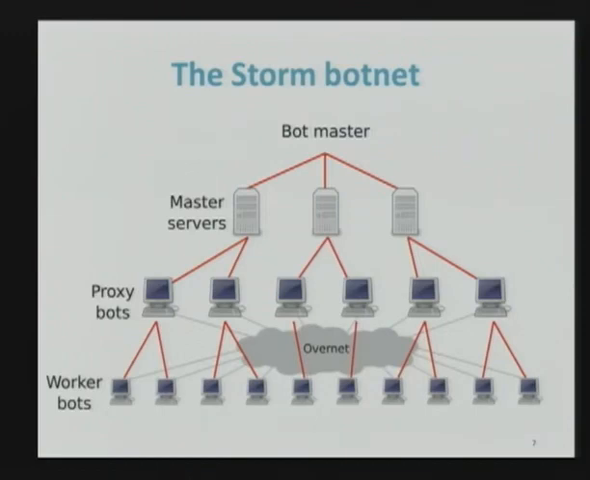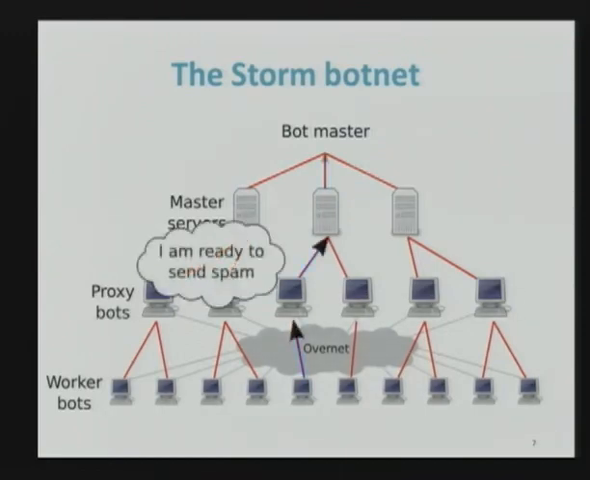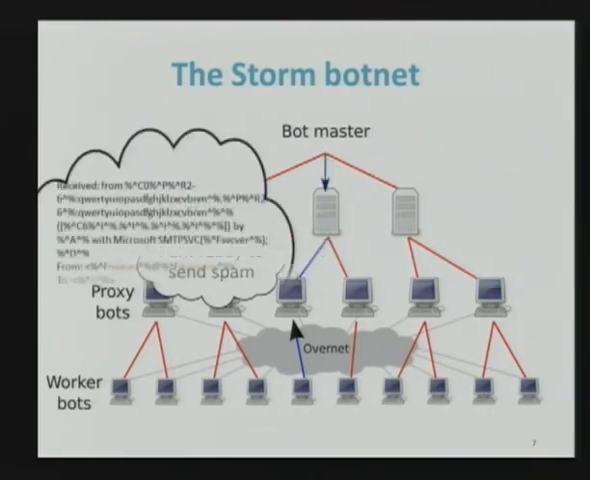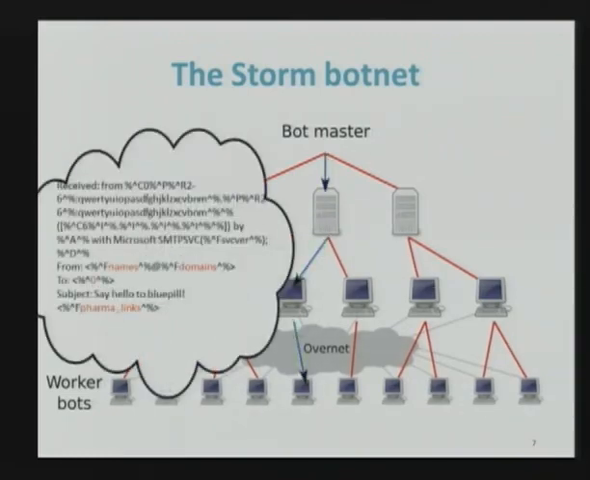So what will happen here is that when a worker bot becomes infected, it finds a proxy bot using a peer-to-peer overlay to find these proxy nodes, and then it sends a message through that proxy bot saying, for instance, I've just started running and I need a load of spam to send. The master server receives this message and then sends back a response that encodes a set of instructions for sending 500 to 1,000 spam messages.